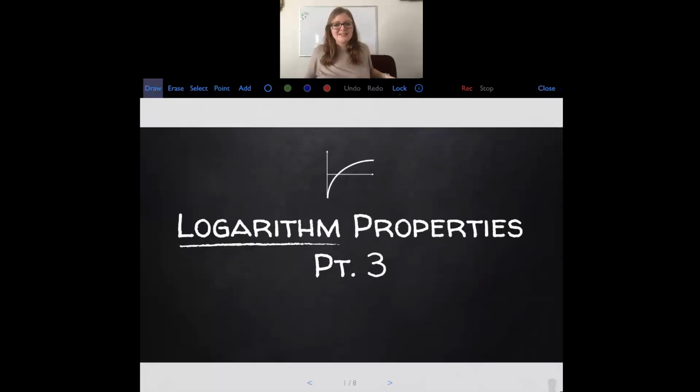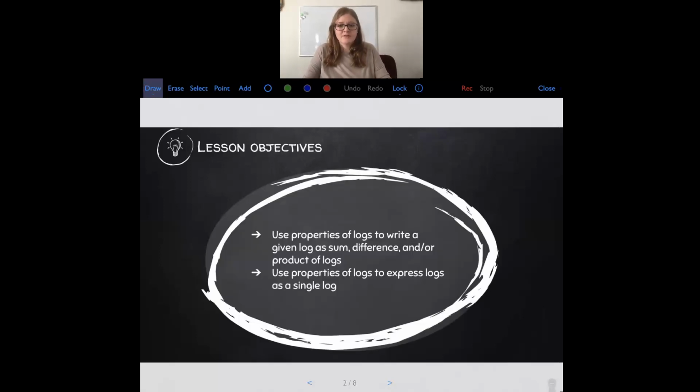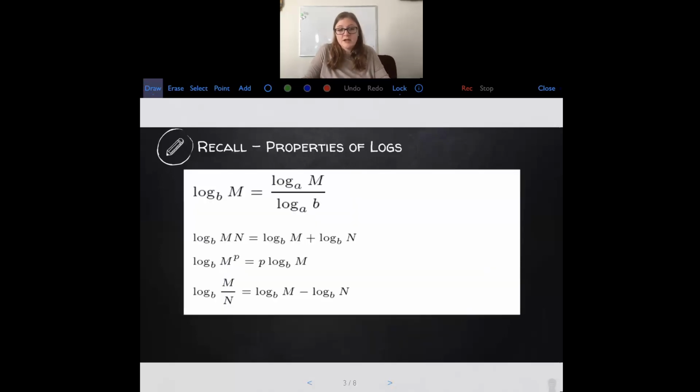Okay, so we are going to continue on talking about logarithm properties. This is part 3. So what we'll do is we'll use properties of logs to write a given log as a sum, difference, and/or product of logs, and then we'll use properties of logs to express logs as a single logarithm. So recall from last time we talked about a few different properties of logarithms.